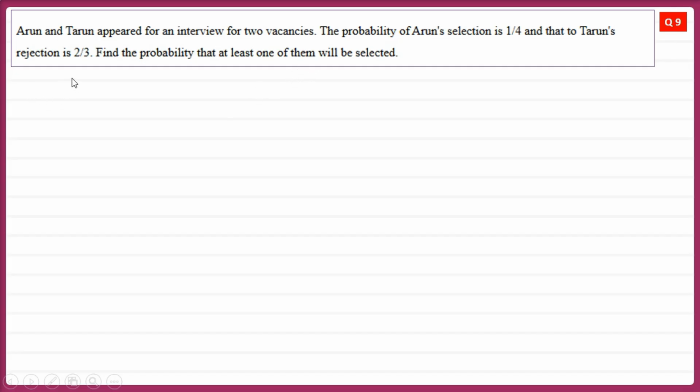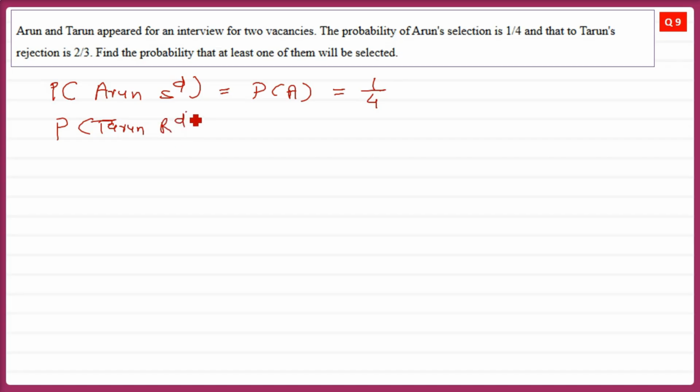So what all is given in the question, let's write that. The first thing is Arun is selected, I'm writing it in short, is equal to P(A). I'm calling Arun as A, Tarun as B. So the selection is 1/4 here and Tarun's rejection is given. Tarun's selection is not given, it's rejection. So we are talking about Tarun's rejection. So I'm writing Tarun's rejection in short. Tarun rejected, so let's call it P(B bar).